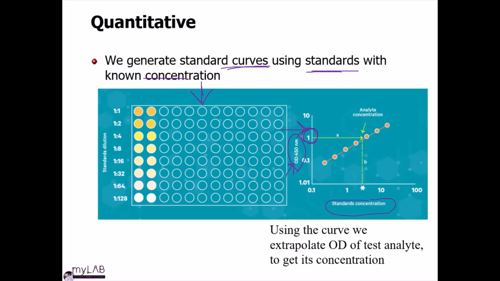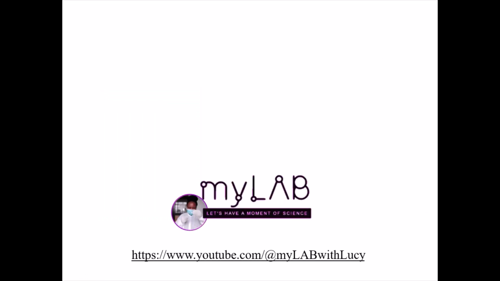For example, if we had an optical density of 1, we are going to extrapolate this way, and this is going to give us our analyte concentration, if it is the antigens, if it is the antibodies that we were investigating. That is all for today.